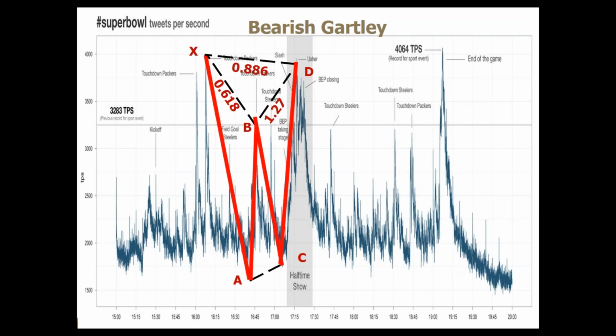On a larger scale, here's a bearish Gartley, where the initial surge of tweets per second was followed up over the course of an entire hour by a nice ABCD structure with a Gartley structure that marked the secondary high of tweets per second.